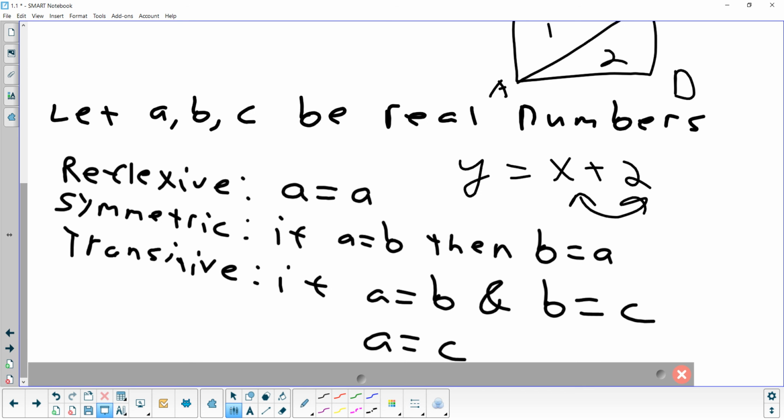And the last property that we talk about with equations, that's called the transitive property. When I see transitive, I think of that as like a chain of things. So A equals B and B equals C, then A equals C.